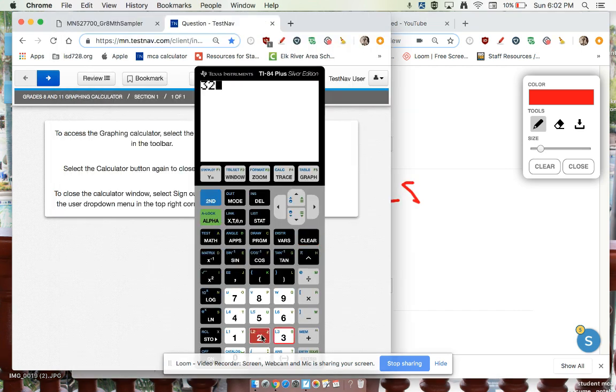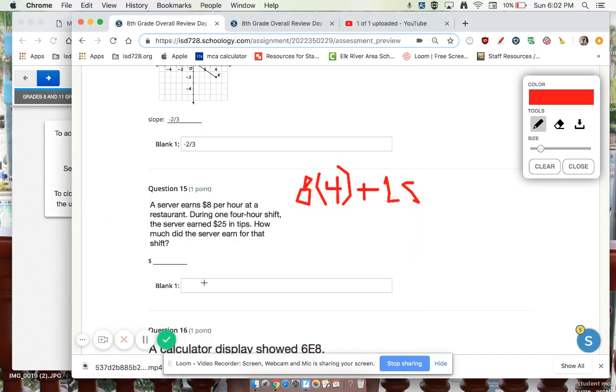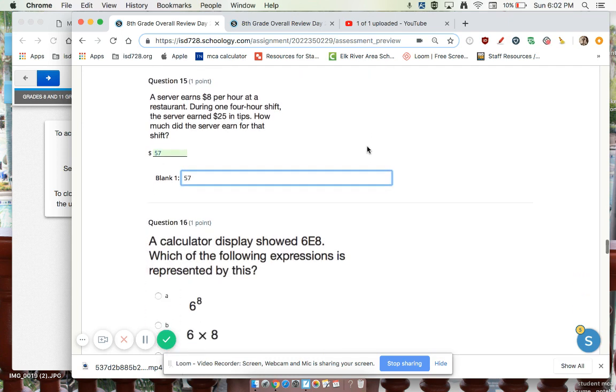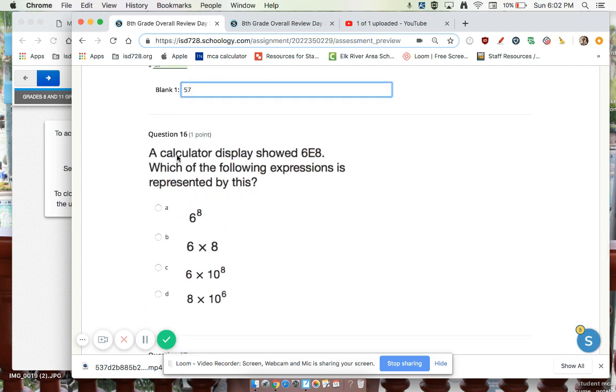Good thing I can't do that in my head. Probably could. And 57 bucks. The server is going home with 57 buckaroos. And I don't need the dollar sign because I already have it there. Number 16. Oh yeah, this is an interesting one.